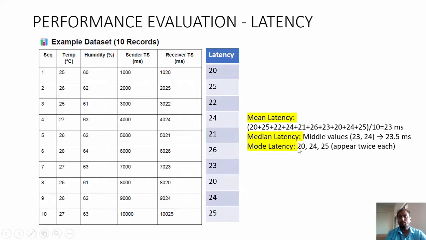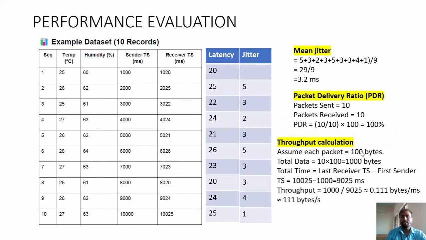And the mode here, the values which are repeated frequently, are 20, 24 and 25. All three values appear twice each in the data set. As more than two values are repeated, it is called multimodal.